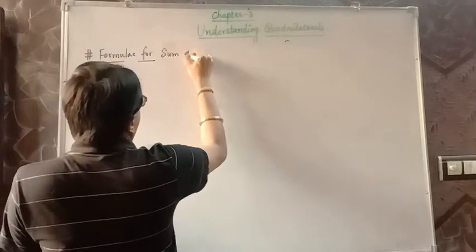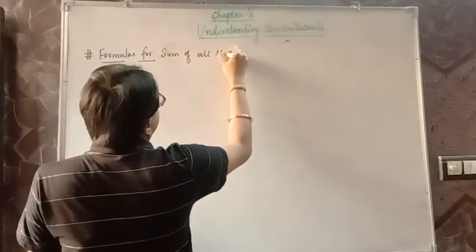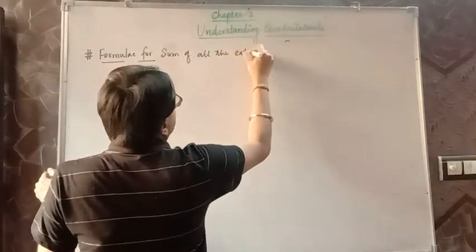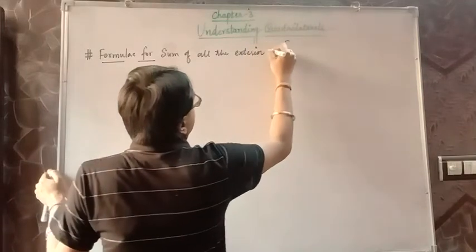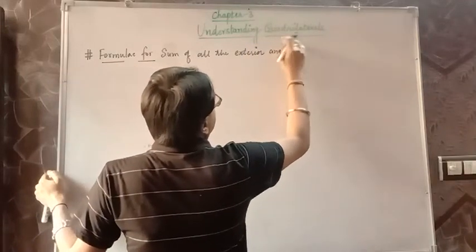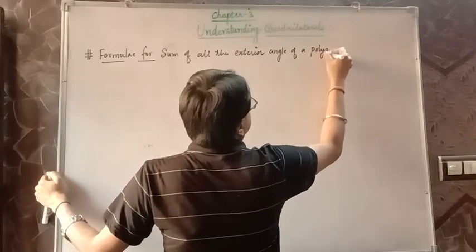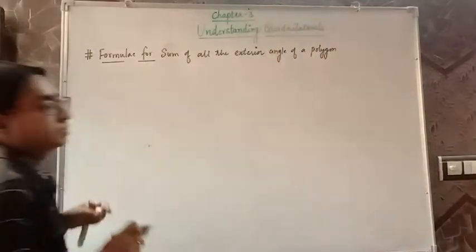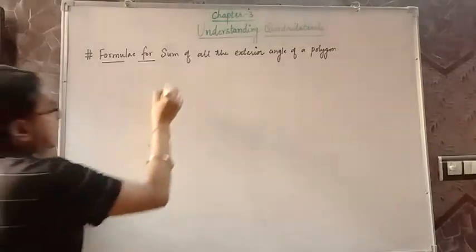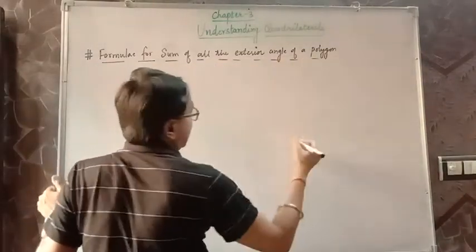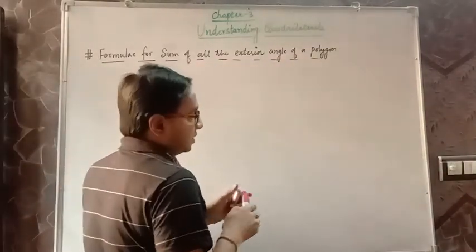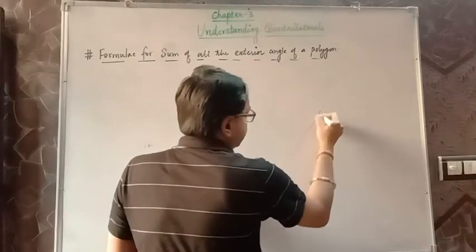Sum of all the exterior angles of a polygon. Simply, just see. Let me draw any polygon. For example, let me draw a triangle.